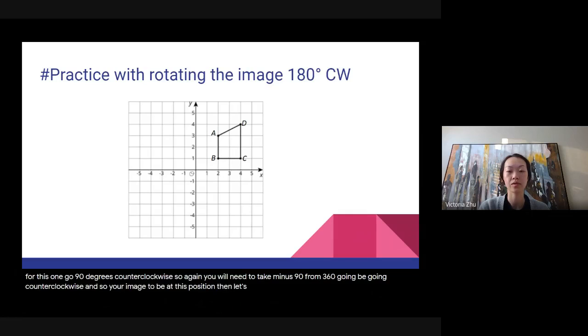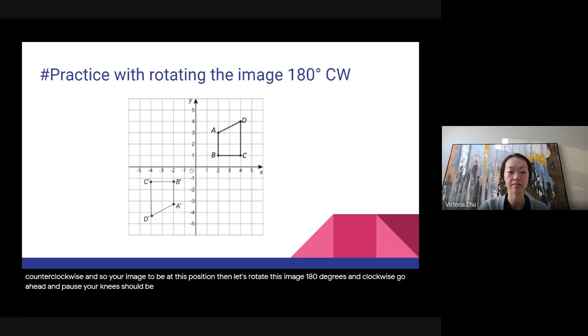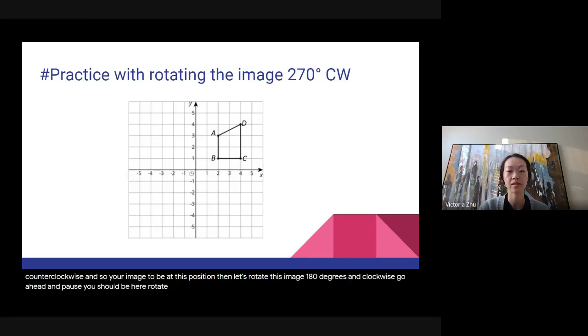Then let's rotate this image 180 degrees clockwise. Go ahead and pause. Your image should be here. Finally, rotate it clockwise 270 degrees. And go ahead and pause.